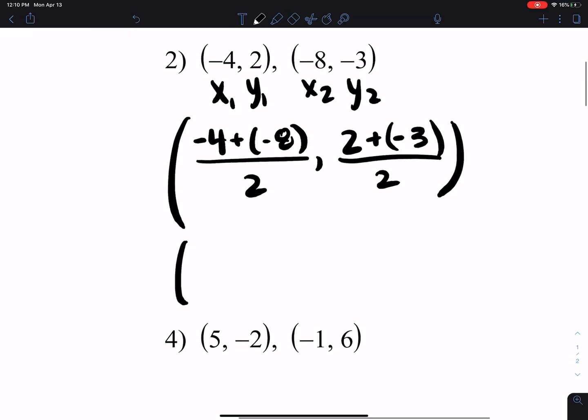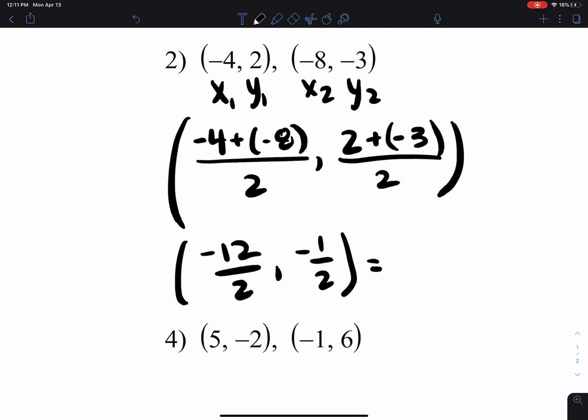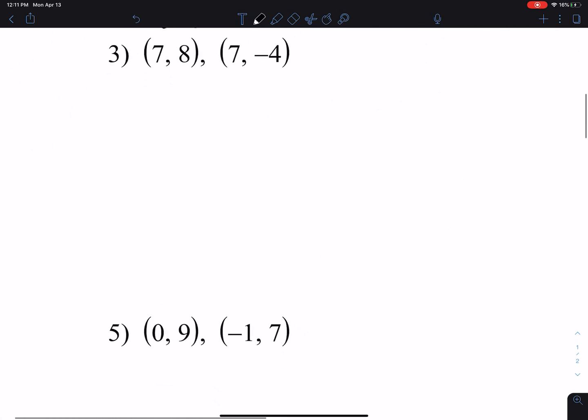So negative 4 plus negative 8 is negative 12 divided by 2. And then 2 plus negative 3, we just did that one. That one's negative 1/2. So if this is simplified, then this would be negative 6 and then negative 1/2. And that's the midpoint.